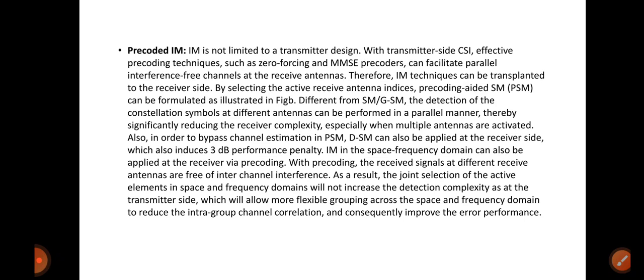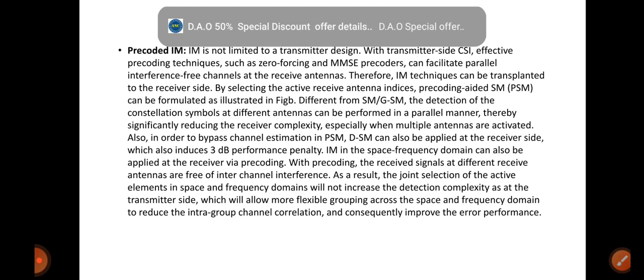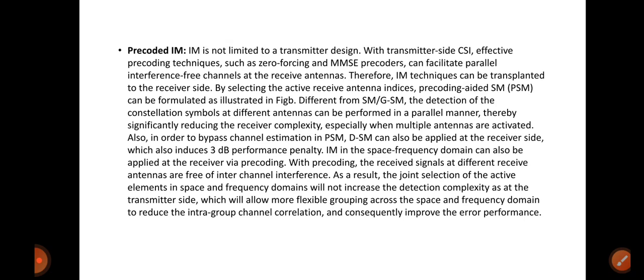Pre-coding aided SM, PSM, can be formulated as illustrated in figure B. Different from SM or GSM, the detection of the constellation symbols at different antennas can be performed in a parallel manner, thereby significantly reducing the receiver complexity, especially when multiple antennas are activated. Also, in order to bypass channel estimation, DPSM or DSM can also be applied at the receiver side, which also induces a 3 dB performance penalty.